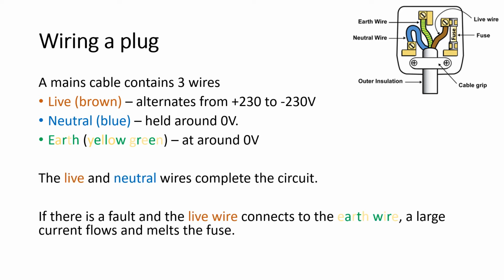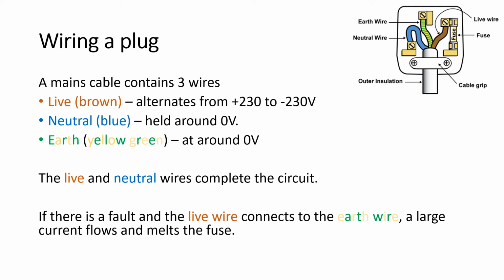The live and the neutral wire complete the circuit. The earth wire is a safety wire that's connected to the casing of the device. If there's a fault and the live wire connects to the earth wire, it allows a large current to flow and melts the fuse.